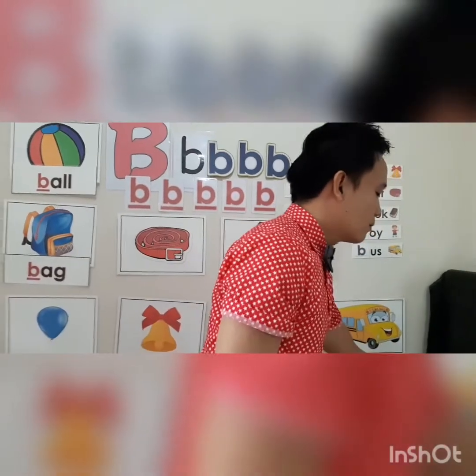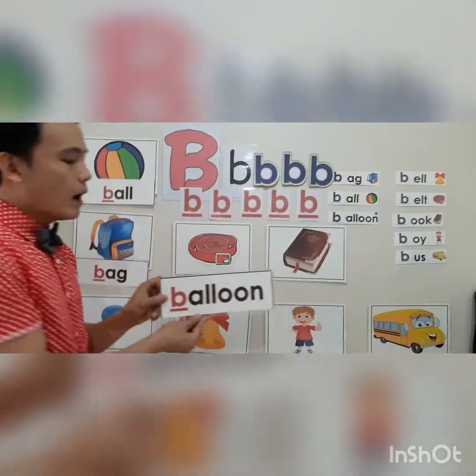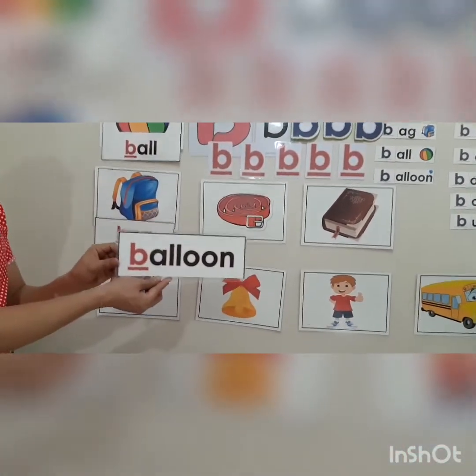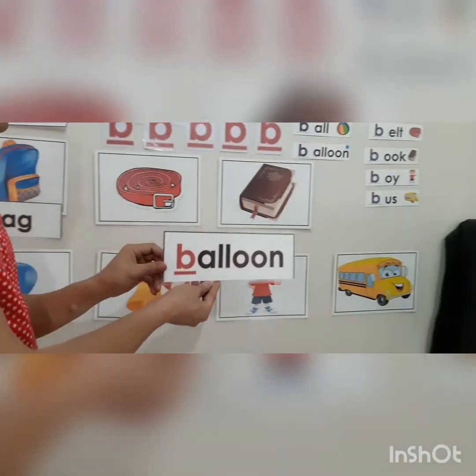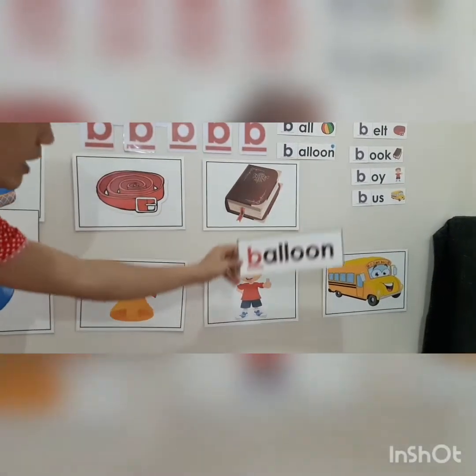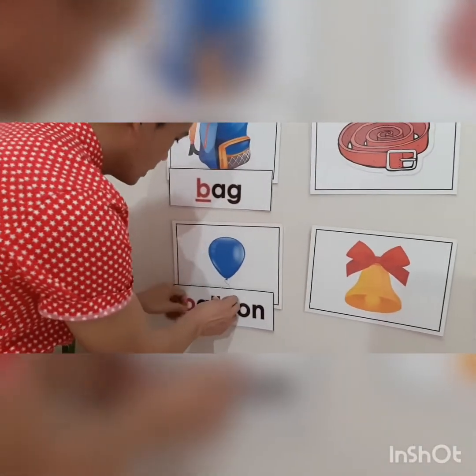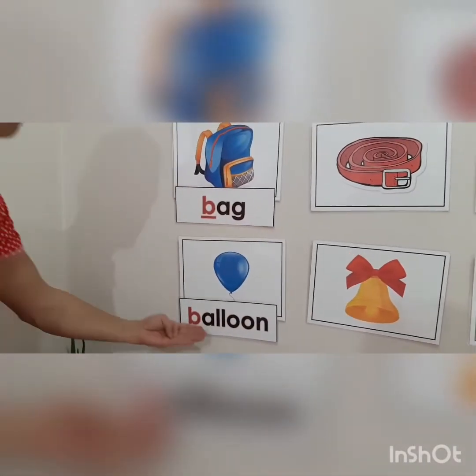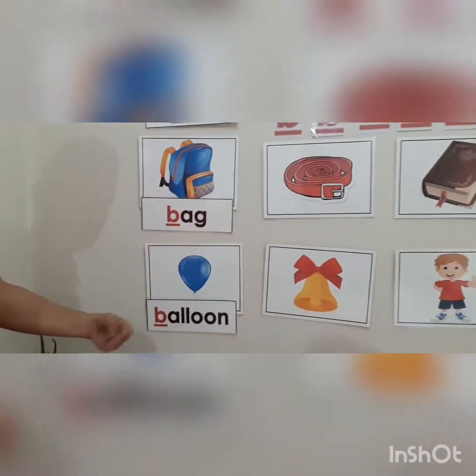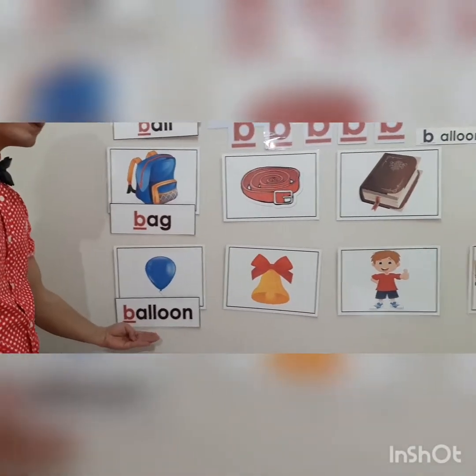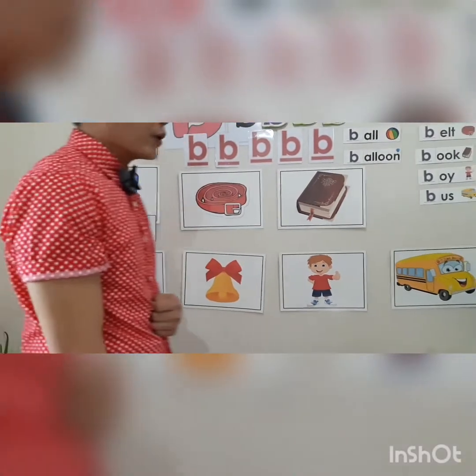We have balloon. B-b-balloon. Where is it? Oh, there. I can see the balloon. B-b-balloon. Okay, next picture. We have this one.